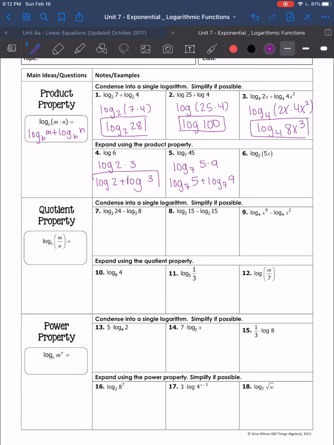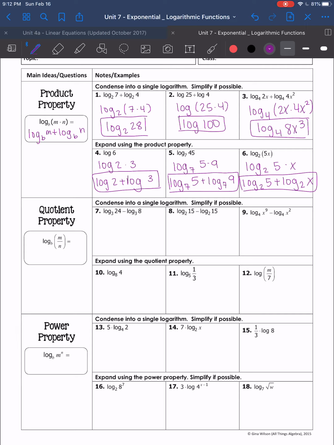So these are your answers. Sorry, I forgot to box them in. So then I have log base 2 of 5x, which is 5 times x. So I have log base 2 of 5 plus log base 2 of x. So that's how you expand and condense using your product properties.